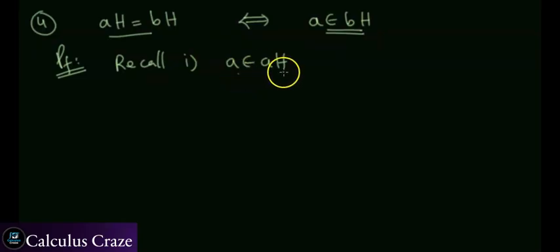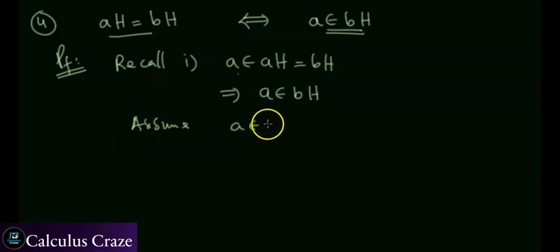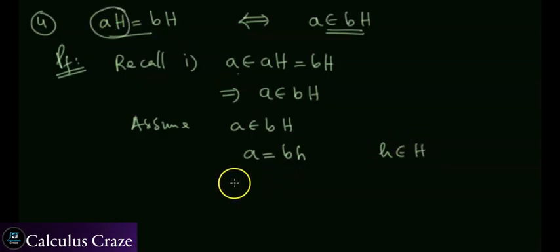Because A is inside AH, as we have seen in the first property, and AH is the same as BH, this shows me that A should be inside BH. Now we will assume that A is sitting inside BH, and then we will prove that AH and BH are equal. If A is inside BH, then A can be written as B times h, where h is an element from H. Now consider this side: AH can be written as BhH, but this can be written as B times hH.